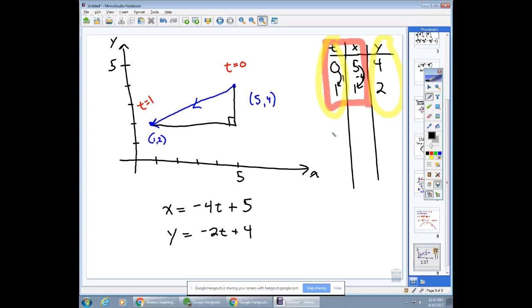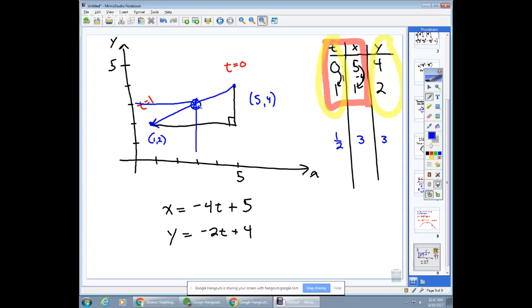So just to double check, if I wanted to calculate, okay, is this going to put me in the right spot, for example, when t equals 1/2? If I plug in 1/2 here, half of negative 4 is negative 2, plus 5 is going to give me x equals 3. And half of negative 2 is negative 1, plus 4 gives me 3. Should I be at the point 3, 3, right in the middle there? Seems reasonable.